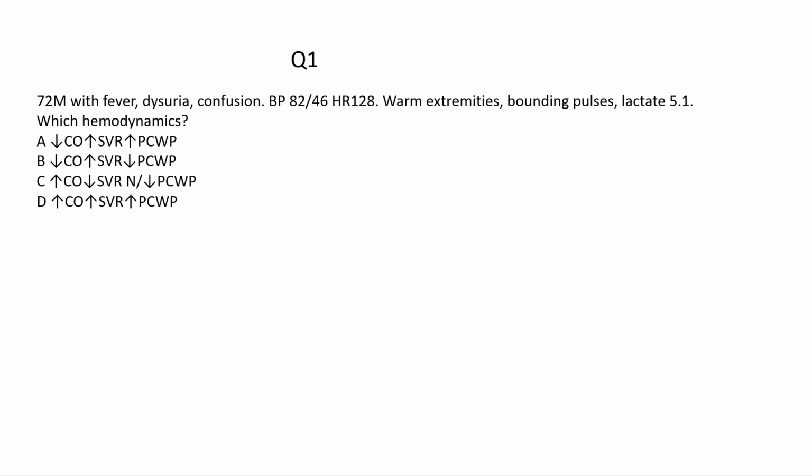So we have a 72-year-old male with fever, dysuria, and confusion. His blood pressure is 82/46, heart rate is 128. He has warm extremities, bounding pulses, and a lactate of 5.1. What are the hemodynamics? So take a moment and pause here and try to answer this on your own, but we're going to jump into this question.